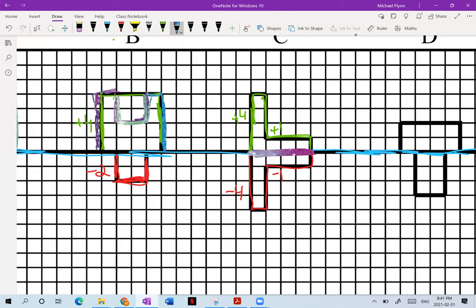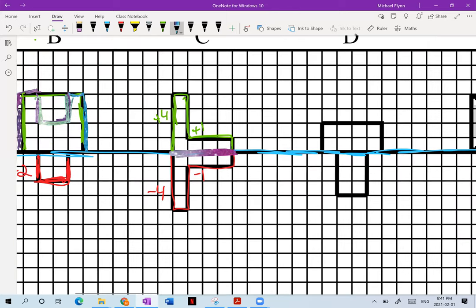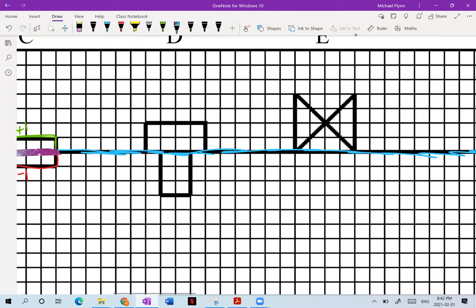All right, now that I've shown you that, I'm gonna let you do the rest. There's a couple more there for you. The last one's a bit tricky. Let me just highlight for you where everything is. So here we have a green crest and we have our red trough down here.